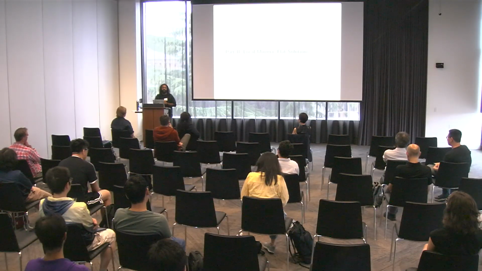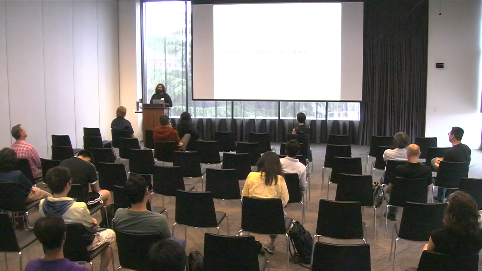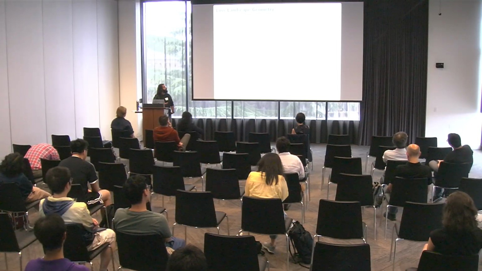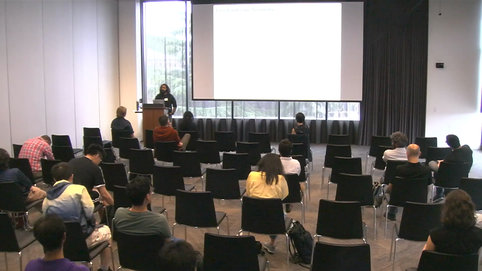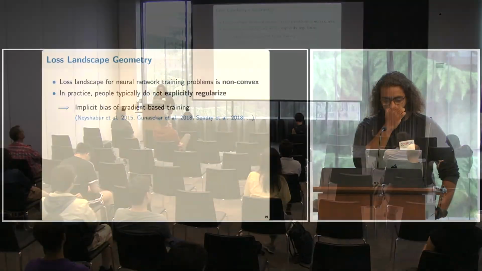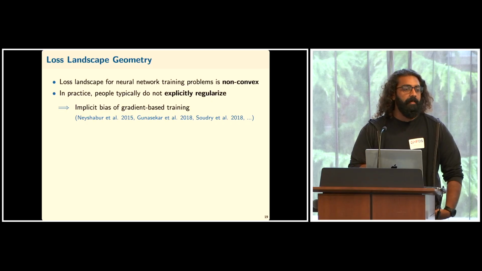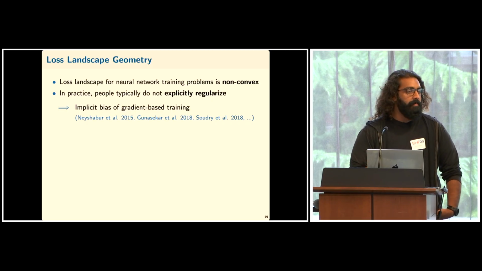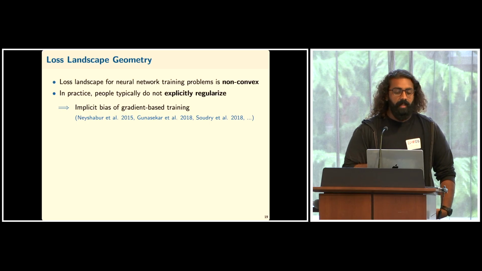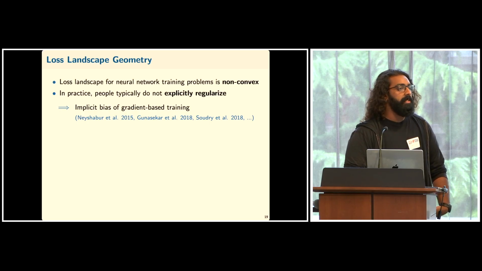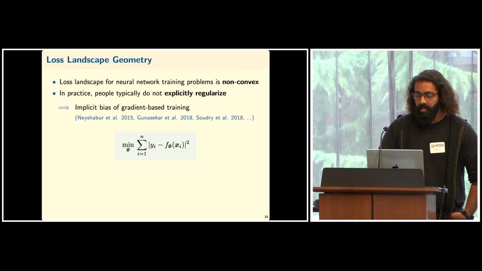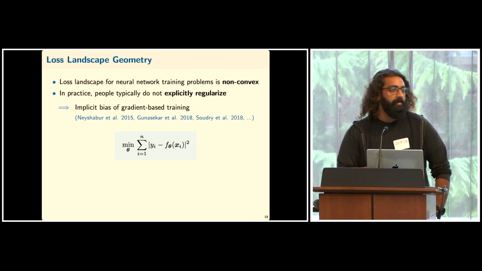Okay, so now we will migrate to part 2 of the talk. The way we're going to look at this is really focusing on the loss landscape geometry. Like I said before, the loss landscape for neural network training problems is very non-convex. And again, people often don't explicitly regularize, so they're relying on this implicit bias of gradient-based training. So really, they're looking at optimization problems that look like this.